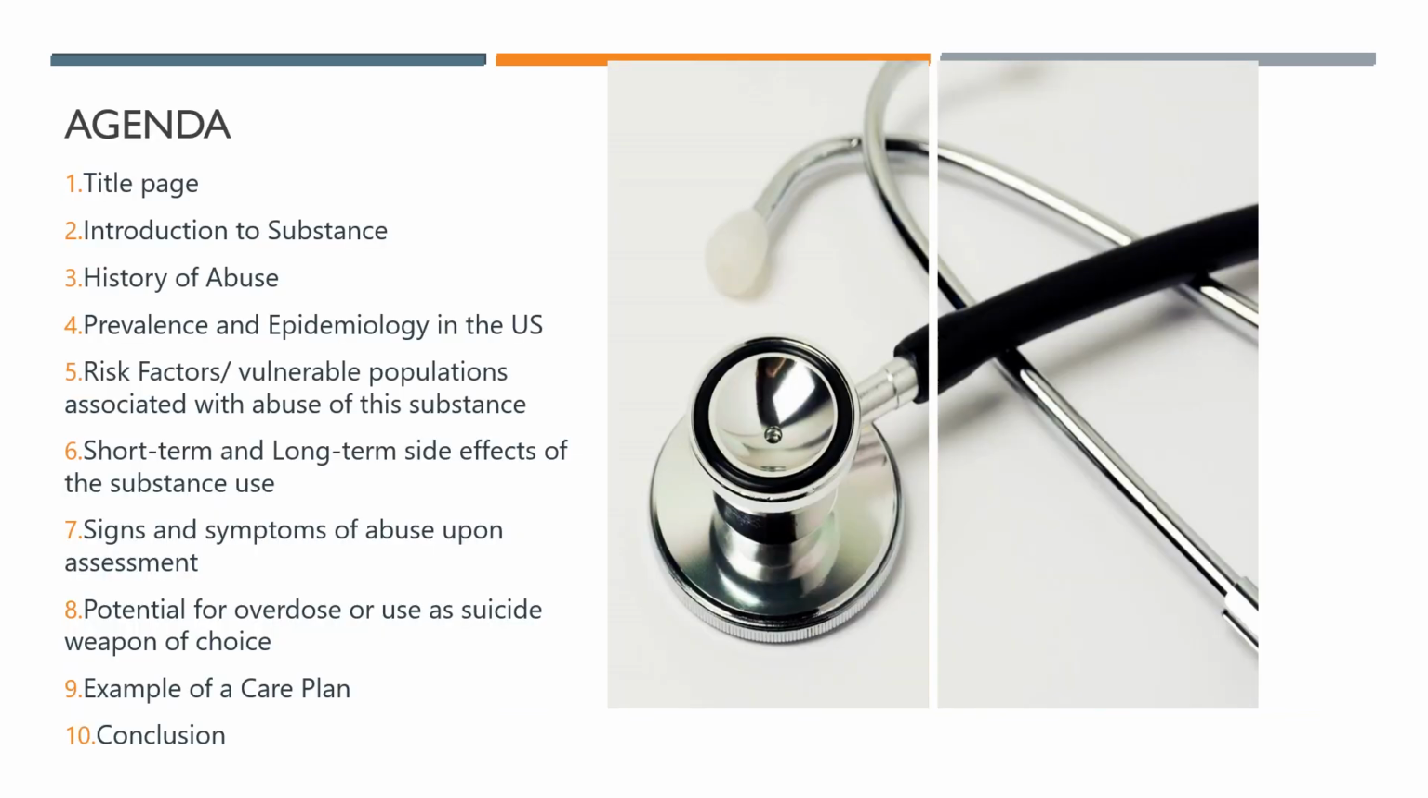The agenda per instruction is the title page, introduction to substance, history of abuse, prevalence in America, risk factors, short-term and long-term effects, signs and symptoms of abuse, potential for overdose or suicide, example of a care plan for a patient with opioid addiction, and the conclusion.